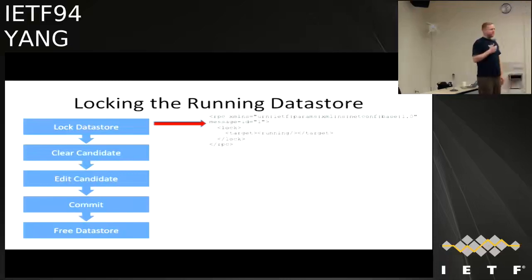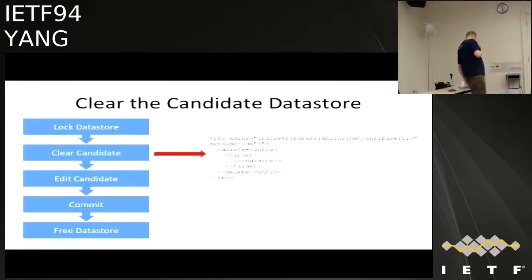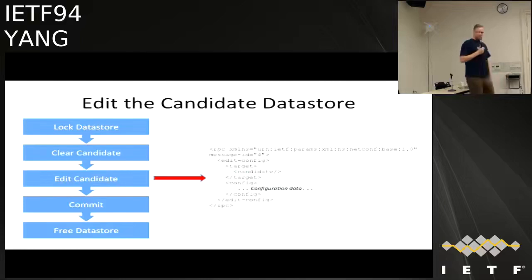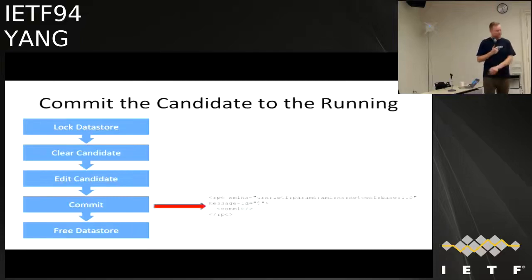Delete the target candidate, so we clear that out. We do the edit config on the candidate. We commit it. Then we unlock it. Shouldn't say free, should say unlock. Data store. Here we go.